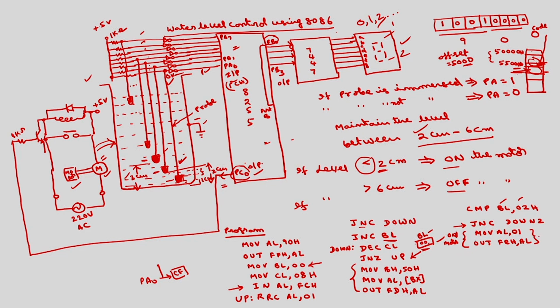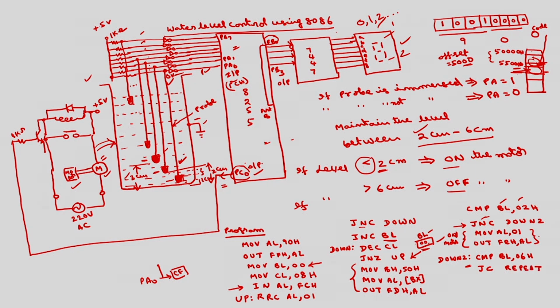If this is not true, then you have to go down where you have to check for the upper limit. So the upper limit is 6. So compare BL comma 06. Now if it is greater than 6, I have to off the motor. So for that you have to write jump on carry, because here I have to check the less than condition, there I had to check the greater than condition. Jump on carry means BL is less than 6, no problem. I have to go for the repeat. So I have to repeat the entire process.